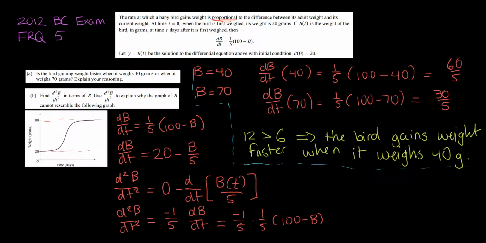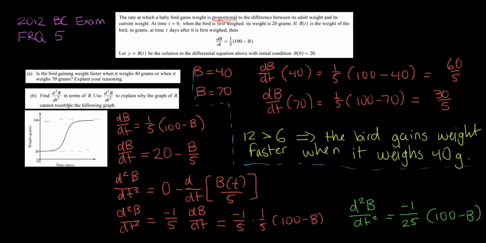And that is going to give us our final answer: the second derivative of b with respect to t is negative 1/25 times 100 minus b. That is the first part of the question.